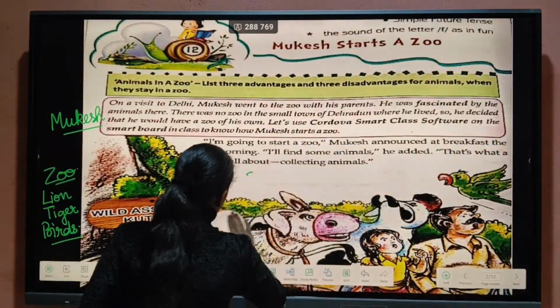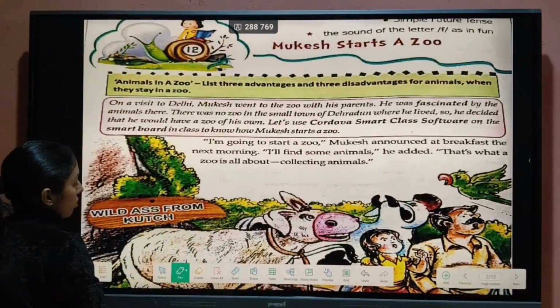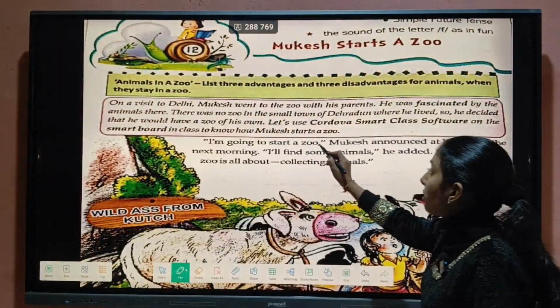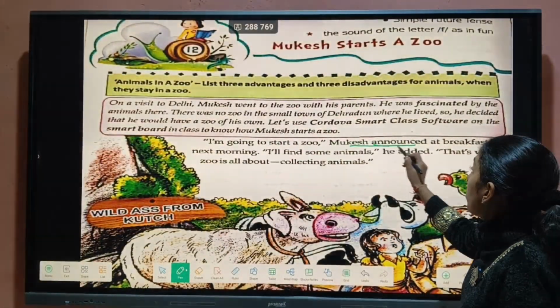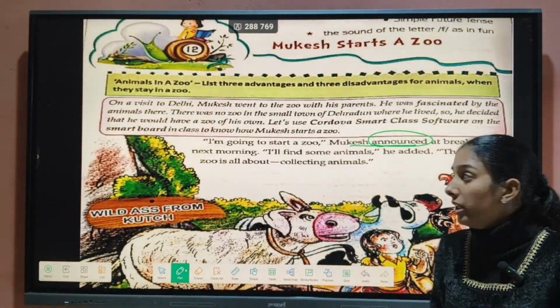Now let us see how he collects all the animals and opens his own zoo. "I am going to start a zoo," Mukesh announced. What is the meaning of announced? To say something publicly.